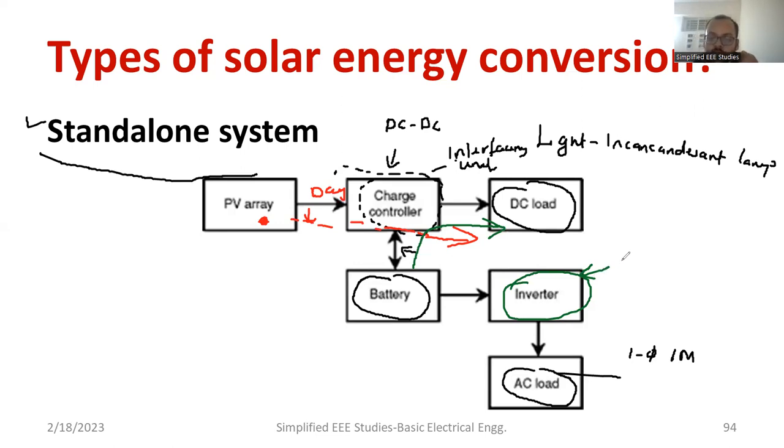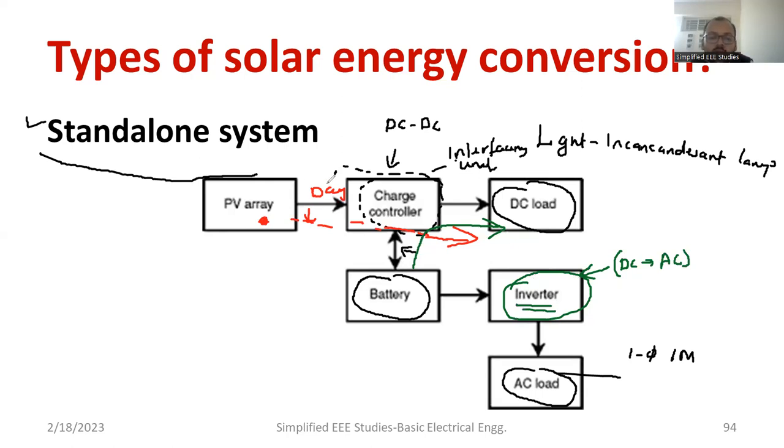The inverter converts DC power into AC power by using power electronic switches. The switches are controlled using the PWM, pulse width modulation, technique. That you will be learning in the higher semesters. So the inverter converts the DC power supply to an AC power supply.